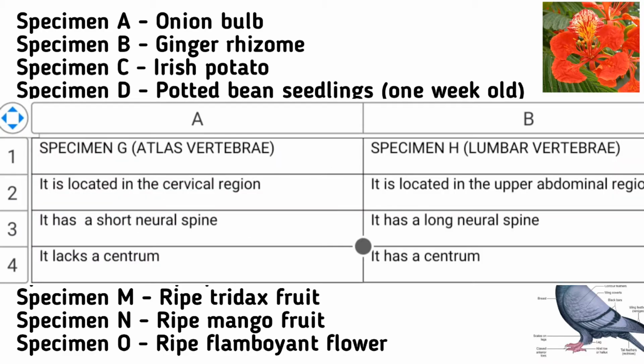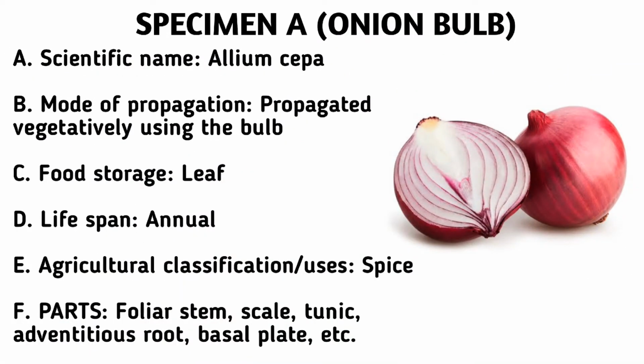So moving on, specimen A is an onion bulb, and the scientific name for this specimen is Allium cepa. So when you are told to identify specimen A, simply write specimen A is an onion bulb. Then the mode of propagation, or how do we plant it? It is propagated using the bulb. Then they could ask us, how is food stored in this specimen?